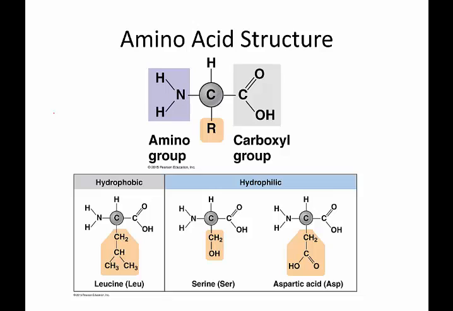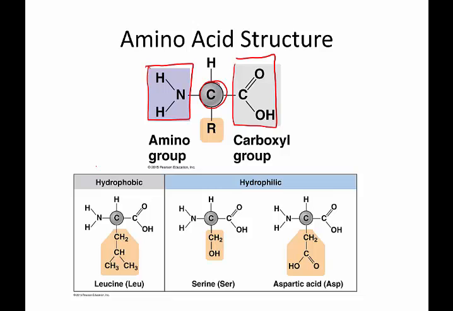So again, here we have the amino acid structure. We have the three universal parts. We have the amino group, so NH2. We have the carboxyl group, or carboxylic acid, and then we have the central carbon. The R groups can actually be hydrophobic and hydrophilic.